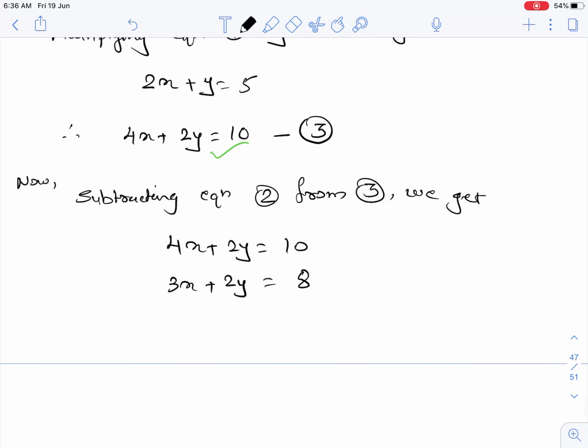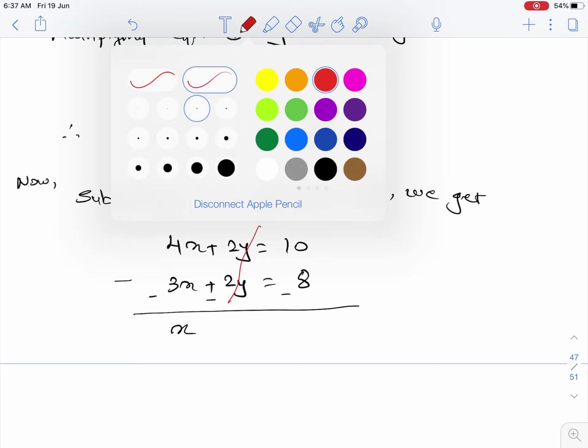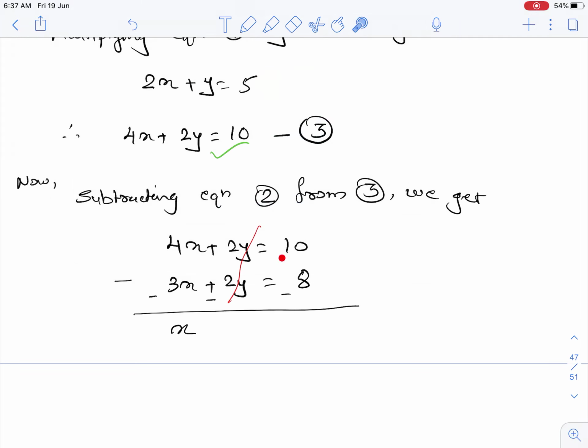Okay, now we are going to subtract this equation. So when we are writing a minus sign here, each one of the signs will change. This will become minus, this will become minus, and this will also become minus. Now we are going to deal with the new signs. So now 4 minus 3x, so that is only x. Then plus 2y minus 2y, so it will get cancelled. Then further 10 minus 8, so that will be equal to 2.